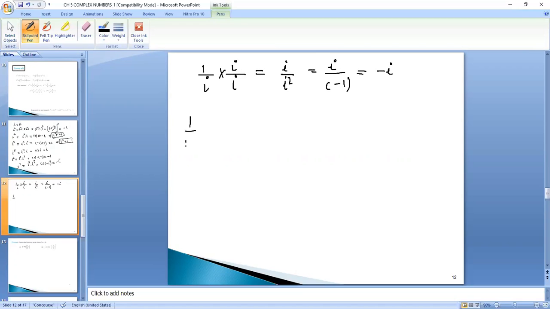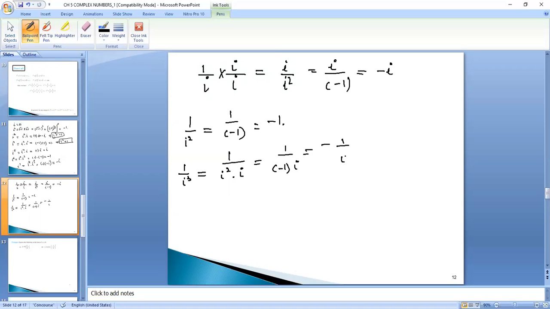Same way we can calculate 1 upon iota square. Iota square we know is -1, 1 upon -1 is -1. Similarly, 1 upon iota cube means 1 upon iota square into iota. Iota square is -1, so it will be -1 upon iota. -1 upon iota, again rationalize, iota upon iota, it is minus iota upon iota square, which is minus iota upon -1, minus minus cancel, it is iota.